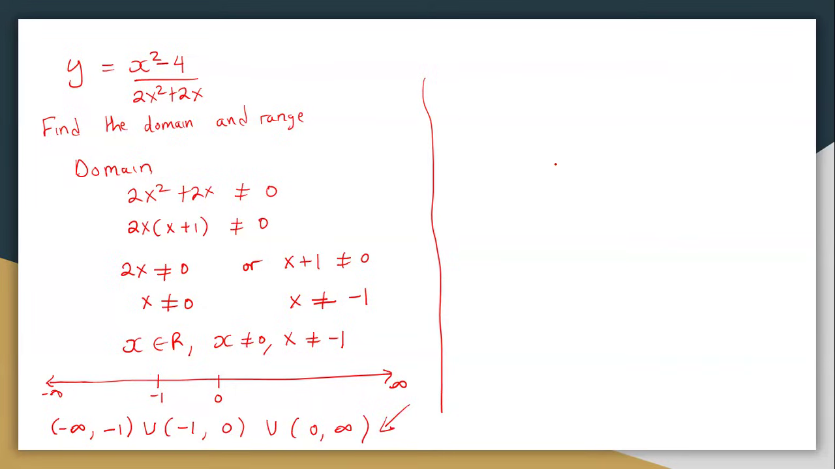Then the second one, now we are going to look at the range. When we are looking at the range, I come again here and look at my function. To get the range, we say b squared minus 4ac should be greater than 0. So what are we going to do? We are going to solve.